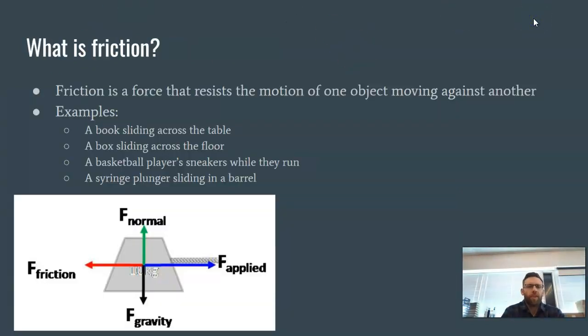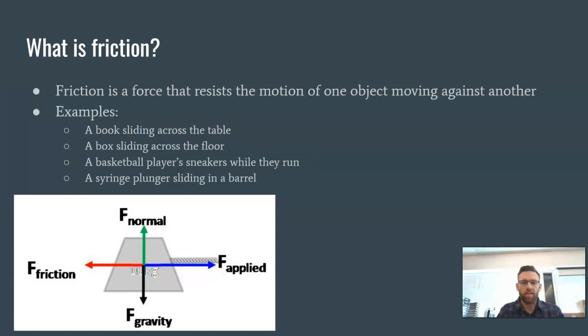So what is friction? Well, friction is a force that resists the motion of one object moving against another. And I have many examples here, and I'm sure you can think of many other examples in the real world. Up until now, we've only been talking about the force that makes an object move, but we haven't talked about the force that resists that motion. And friction is one of the major forces that resists motion.